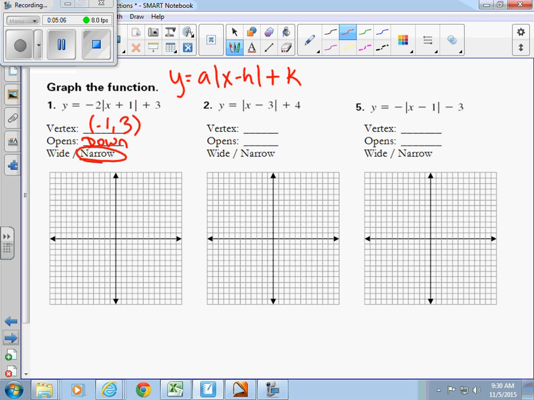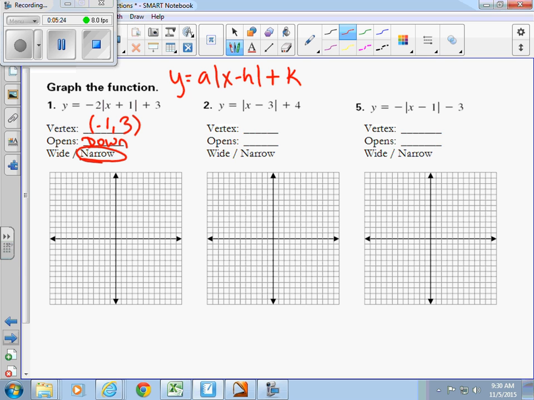The negative doesn't matter for the absolute value piece. Because the negative actually causes you to flip it down, not the width. Does that make sense? So the negative tells you the up or down, the wide or narrow is just the number.